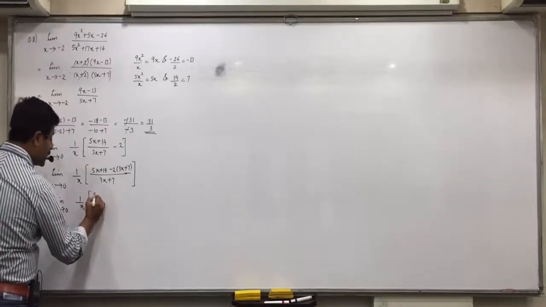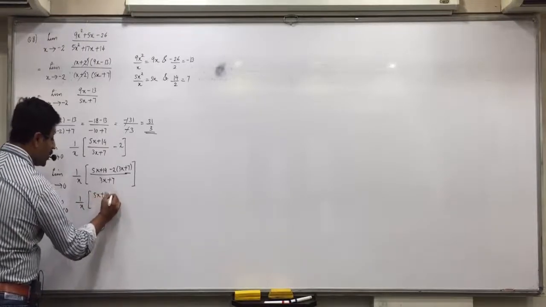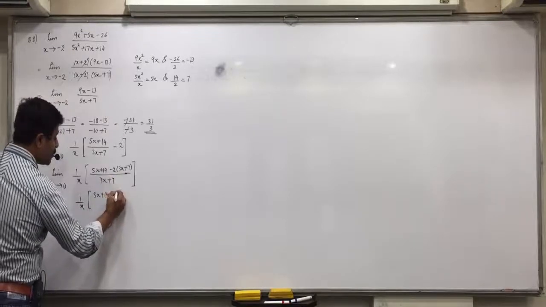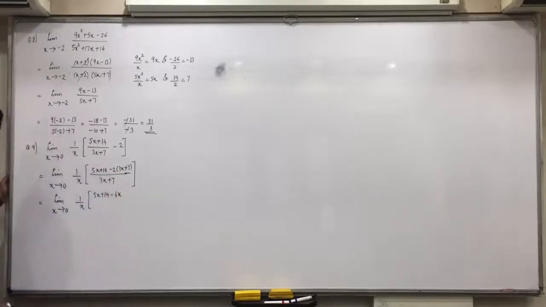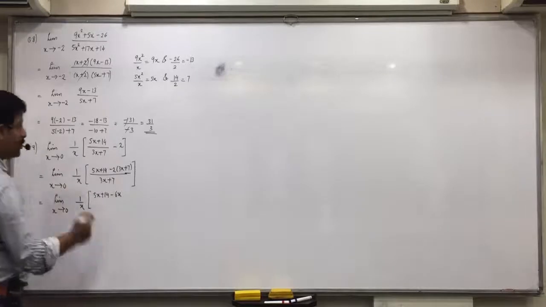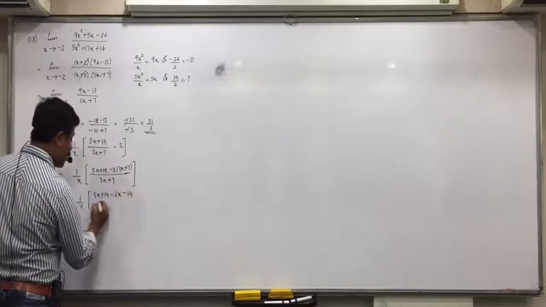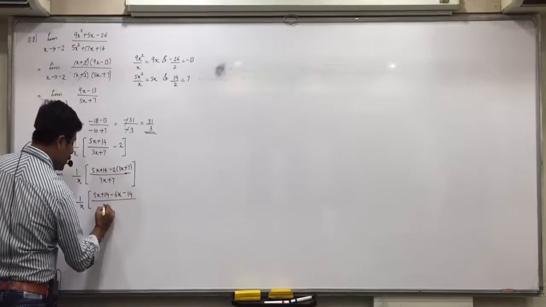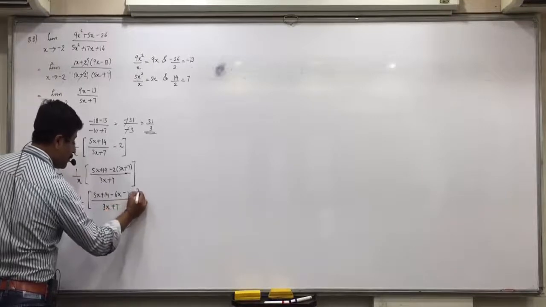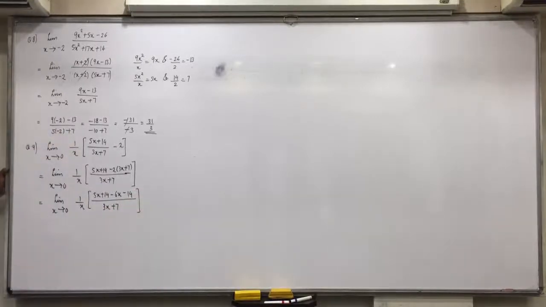Now if you open the brackets, 5x plus 14 minus 2 into 3x is minus 6x and minus 2 into plus 7 is minus 14, divided by 3x plus 7. Raise your hand who is not clear up till here. And raise your hand who is writing up till here.